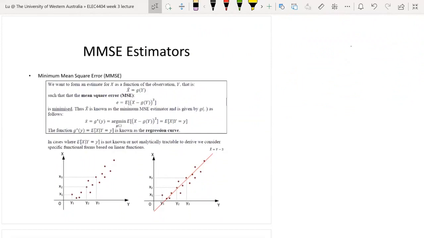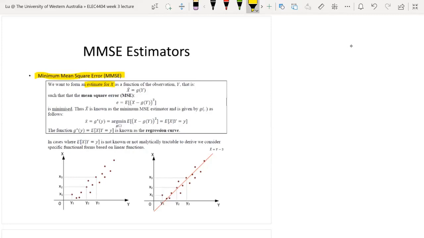Now, first of all, you can see the name of it. But what we are going to do and how to do it is the problem. We want to form an estimate for X. The final target is to solve the problem: what is the best estimate for X? This question remains the same as before. We want to use the observation to know the input value of the random variable X.